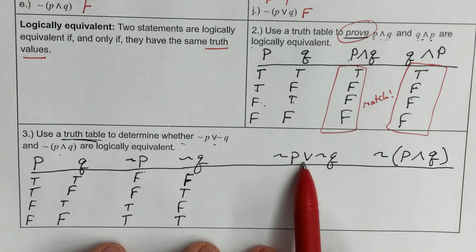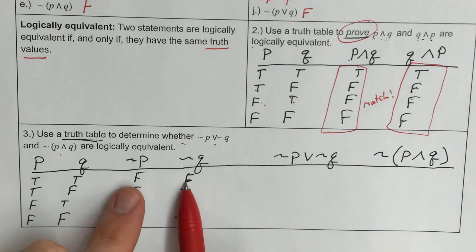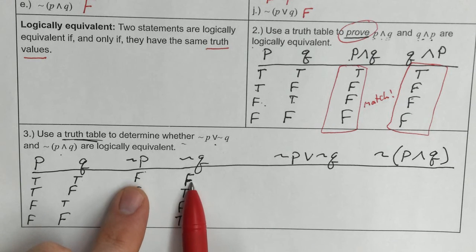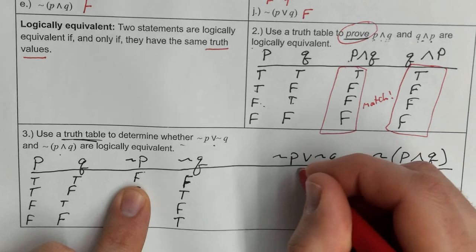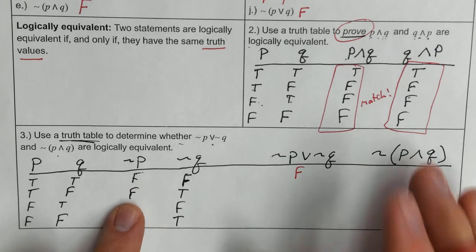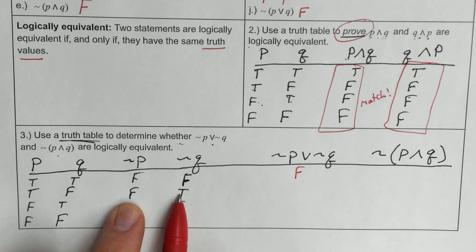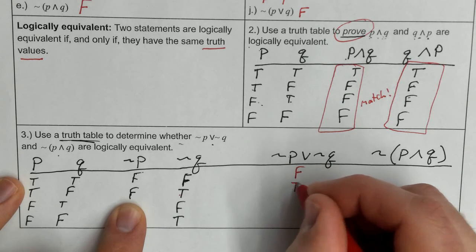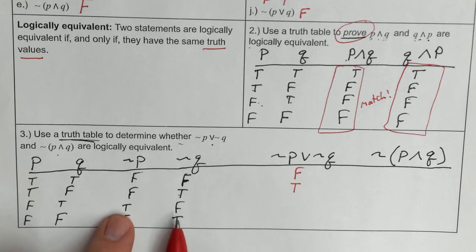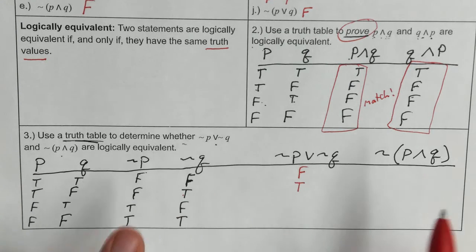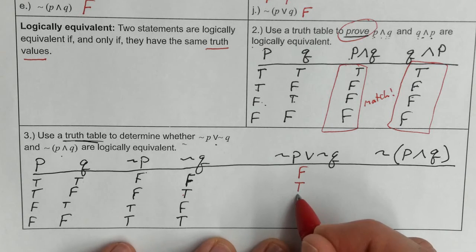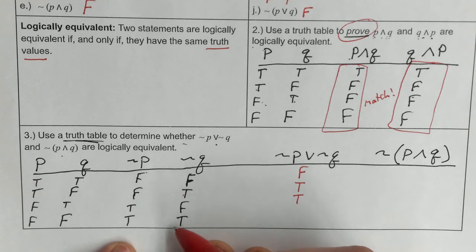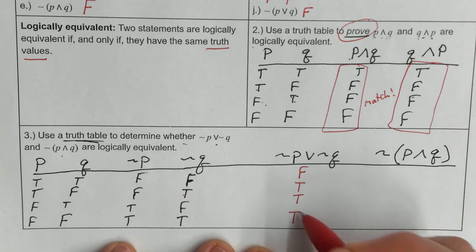So not P or not Q. So I'm going to check here. Not P or not Q, that's false or false. That means overall the statement is false. False or true. So overall the statement is true because this is an or statement. So that would be true. True or false. The first statement's true, the second one's false. One of them is true, so overall we get a true statement. And then true or true, well, that means overall the statement is true.